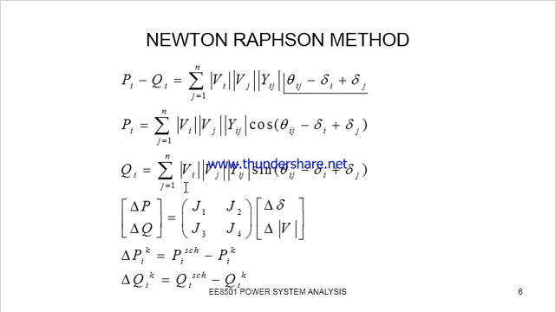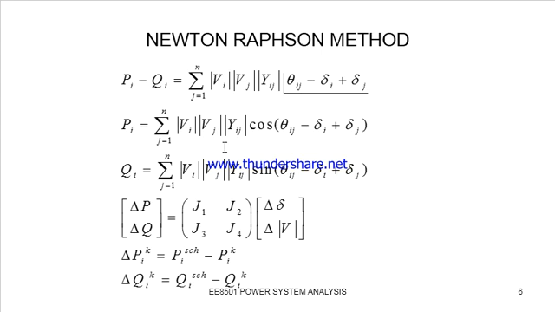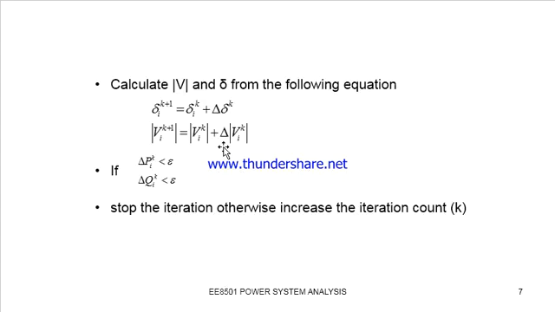Then the del P del Q matrix is given by the Jacobian matrix J1, J2, J3, J4 times del delta del V. So now we can calculate del P and del Q from this. And now we can calculate the V and del value from the following equation. If del Pik and del Qik, which we have calculated here, are less than epsilon, then we can stop the iteration. Otherwise, we have to increase the iteration count. In this manner, we can easily find out the values of V and del for a case of the PQ bus. Thank you.